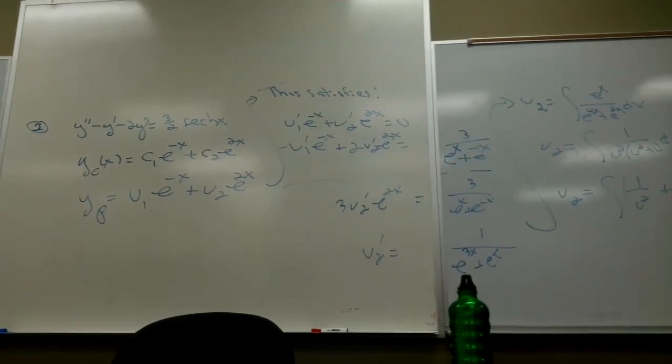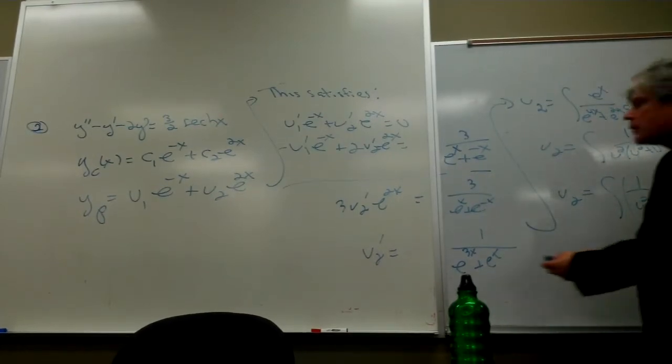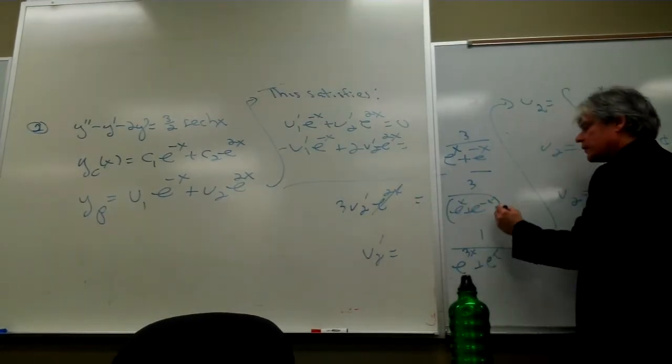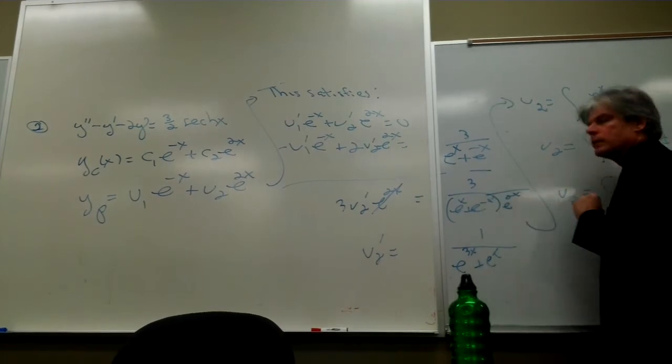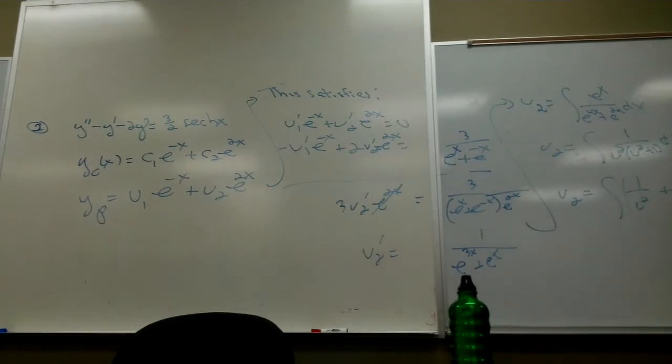When you divide both sides by e to the 2x, I basically get e to the 3x plus e to the x. Because I think when I do, I get the negative. Well, careful, I divided both sides by it. So is my arithmetic right? You just tell me.